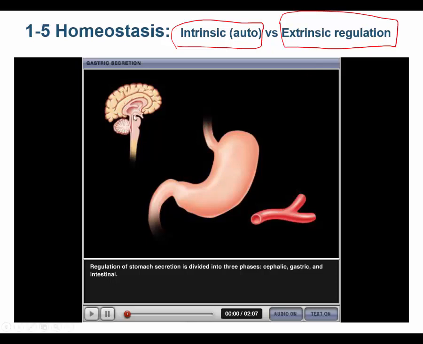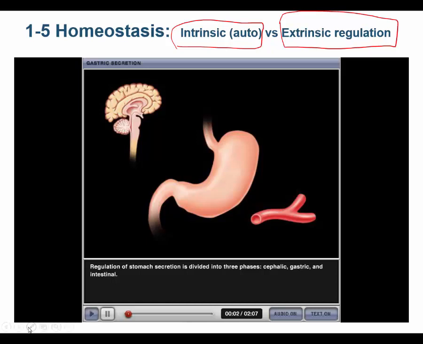So I'm showing you a digestive video. You're not going to cover the digestive system until you take Bio 252. So please ignore the digestion terminology, if you will, and just look at the concept of autoregulation and extrinsic regulation.